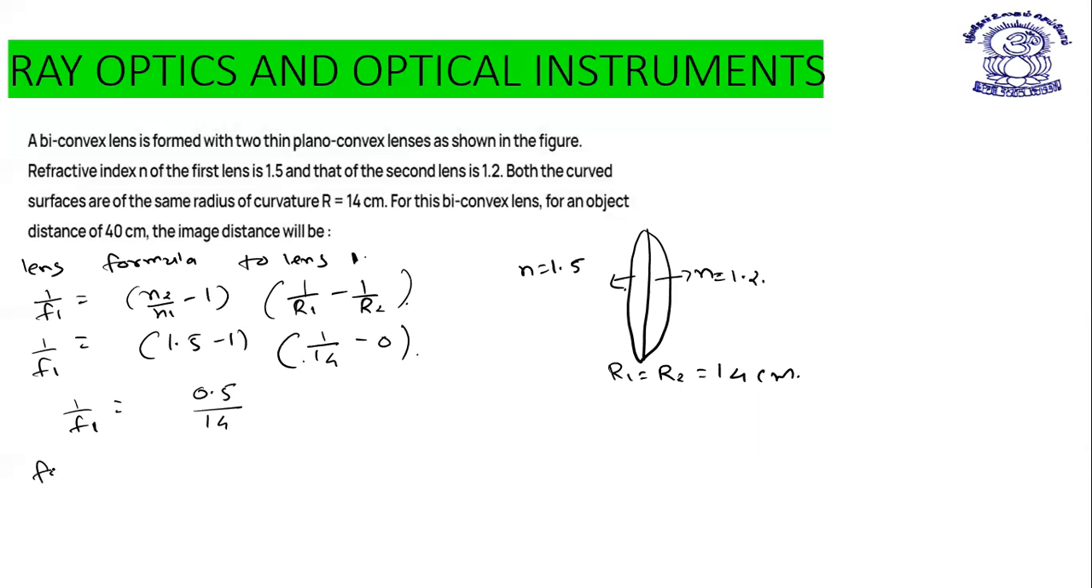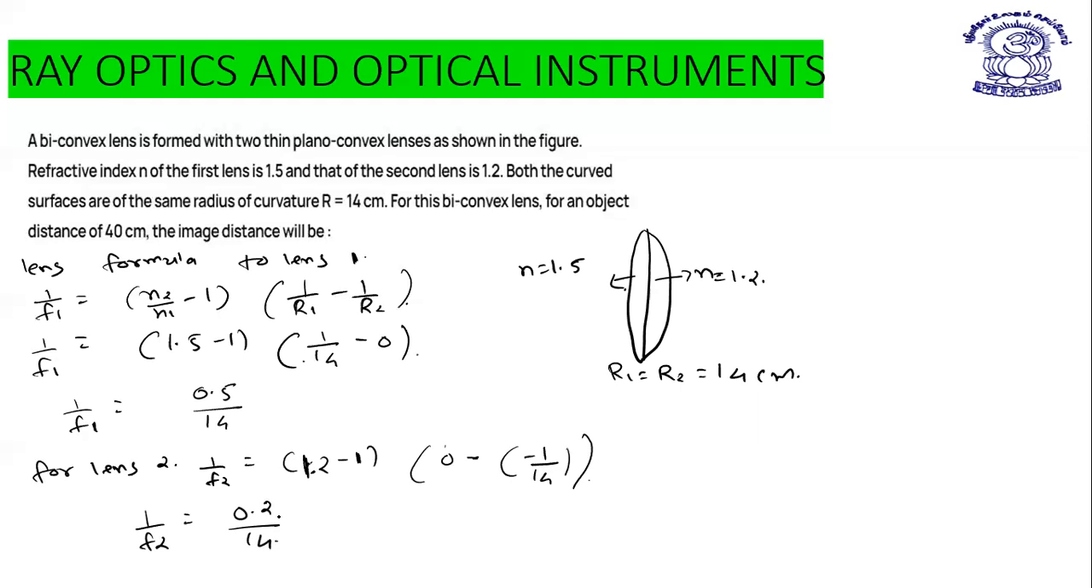Same way for lens 2, we can write 1 upon f2 is equals to 1.5 minus 1 into, it has refractive index of 1.2, so 1.2 minus 1 into 0 minus of 1 by 14, taking the sign convention in consideration. So 1 by f2 will be equal to 0.2 divided by 14.